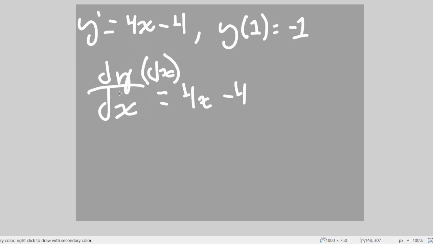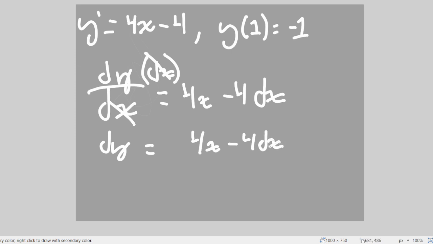If we multiply by dx on this side, and then we multiply by dx on this side, what it does is over here, it'll cancel out. And then rewriting, we'll have dy equals, I'm going to leave a little room, 4x minus 4 dx. And that's our equation. So now that we've separated the variables, we have all the x's on this side and all the y's on this side, we get to simplify.